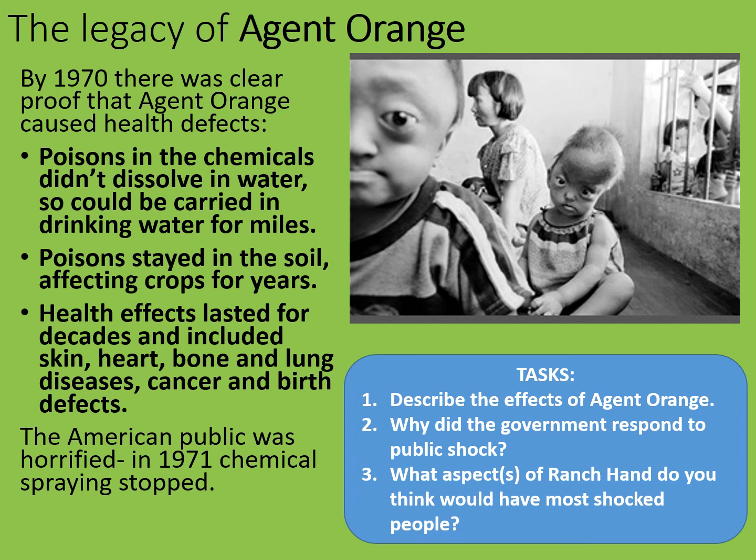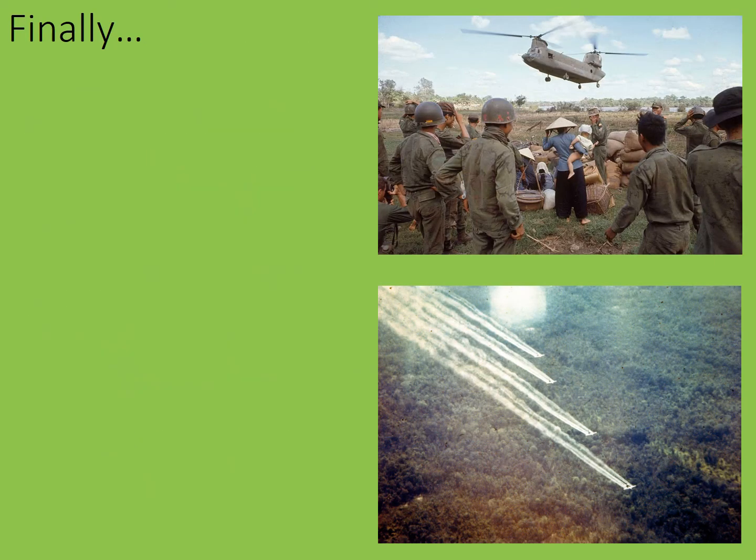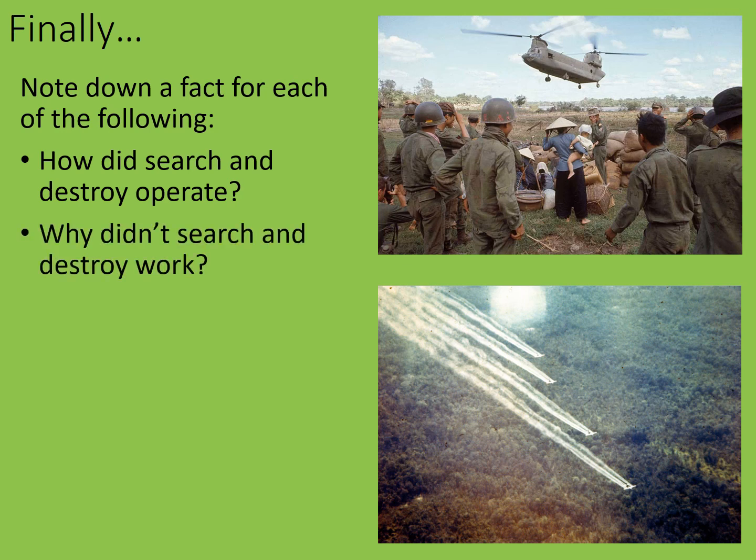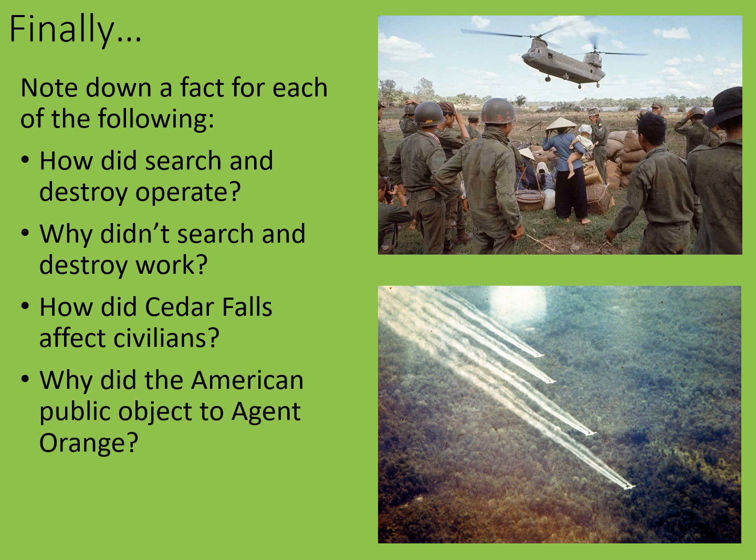Okay, I think it's time we moved on from that. Finally, note down a fact for each of the following. How did search and destroy operate? Why didn't search and destroy work? How did Cedar Falls affect civilians? And why did the American public object to Agent Orange? Pause the video and note down some quick examples to this. Don't spend any longer than 5 minutes on it.